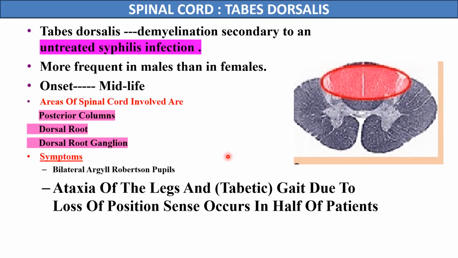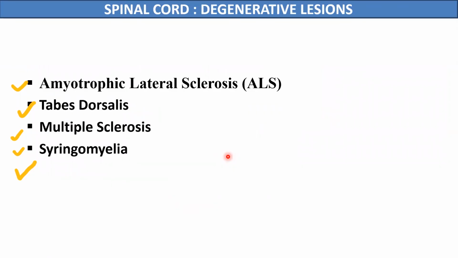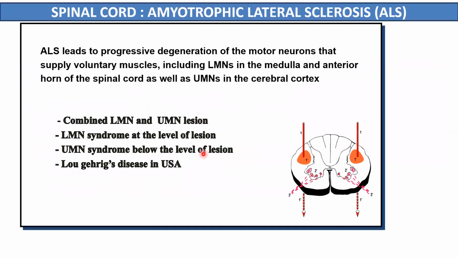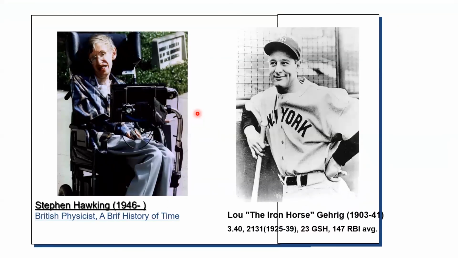Now, various degenerative diseases which may affect the spinal cord are amyotrophic lateral sclerosis, multiple sclerosis, and syringomyelia. In amyotrophic lateral sclerosis, there is progressive degeneration of the motor neurons, and there will be combined lower motor neuron and upper motor neuron lesions in this type of disease. And a famous personality who was affected by amyotrophic lateral sclerosis is Stephen Hawking.